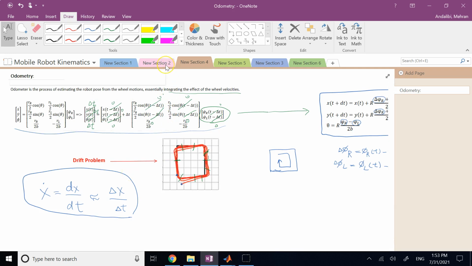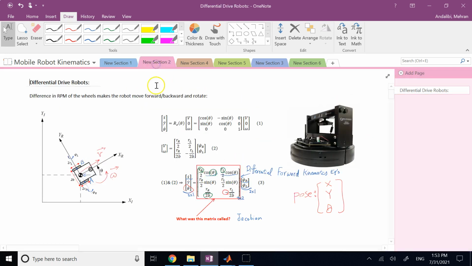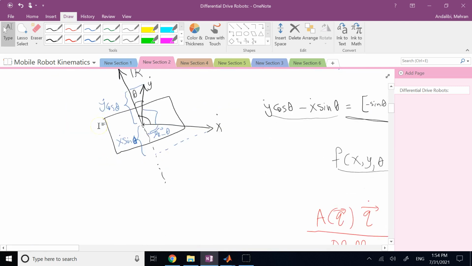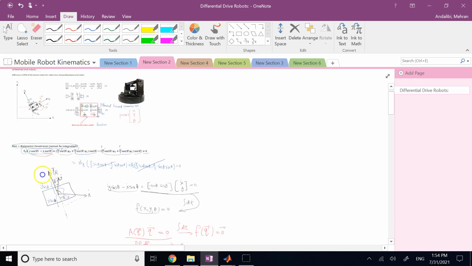Okay, but in general, this is the formulation of odometry. This is the drift problem. And we also looked at the kinematics of differential drive robots and the meaning of holonomic and non-holonomic, or non-integrable, constraints. So hopefully the video was useful to you.